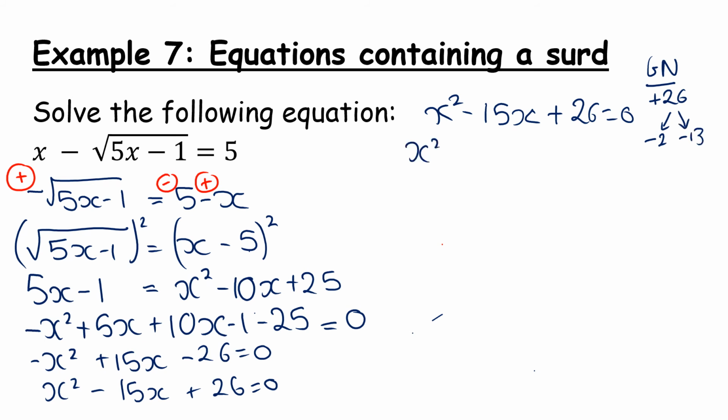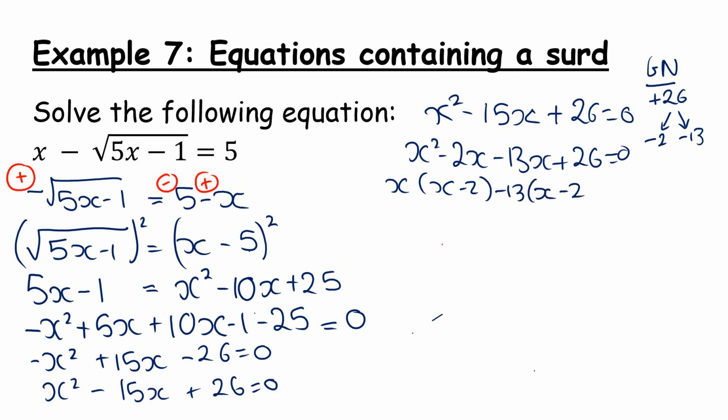So we have x squared minus 2x minus 13x plus 26 equals 0. x here is common, leaving me with x minus 2. Minus 13 is common here, leaving me with x minus 2. So what I have is x minus 13, x minus 2, which gives me x equals 13 and x equals 2. Minus b will, like I said, give the exact same answer. So we've got our two answers for x.